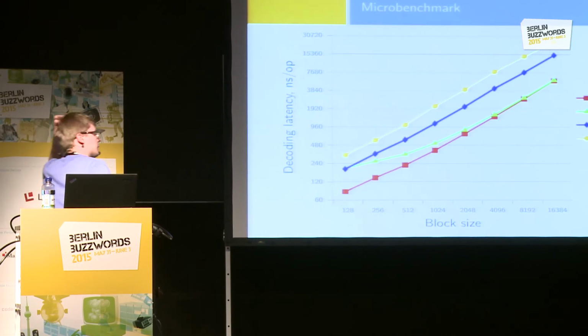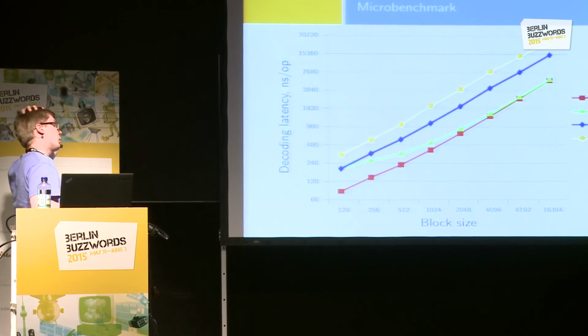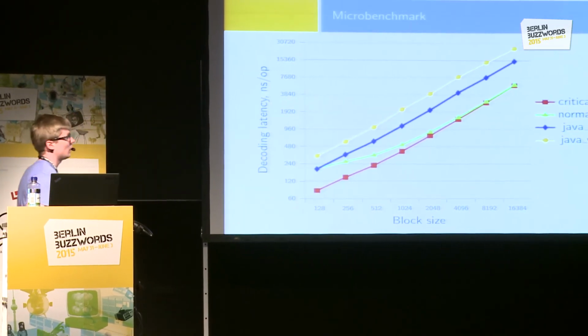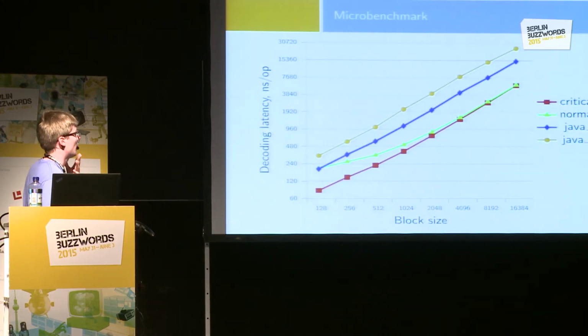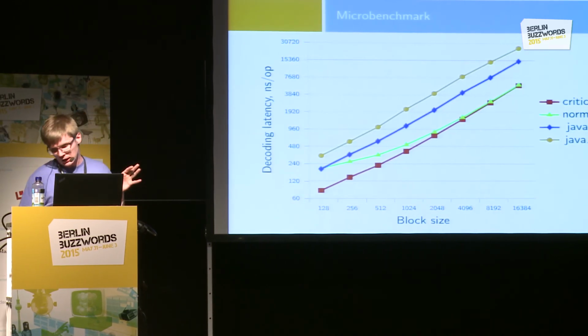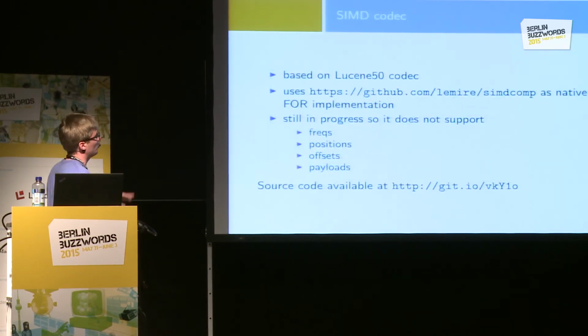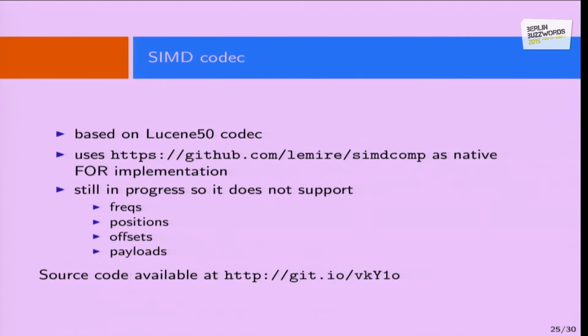So these results are more than expressive. We can improve performance of our decoding of posting lists more than 2 times. So we can write our own implementation of the Lucene codec, which is based on the Lucene 5.0 codec. In our case, we just have to change the Java P4 utils to our native P4 utils. It's not a big deal.